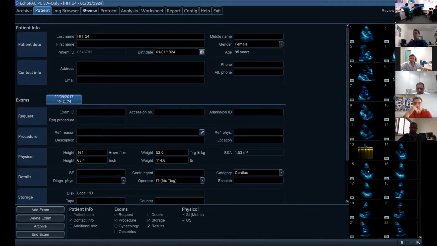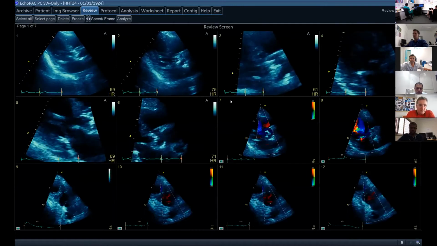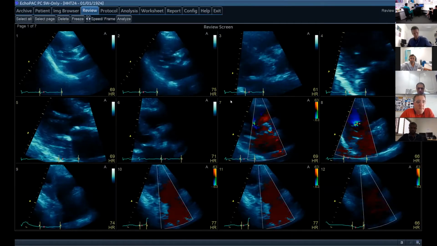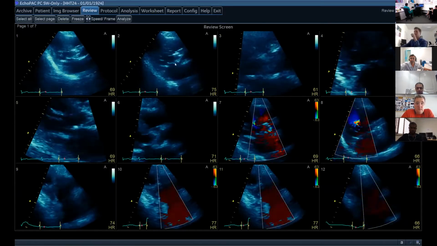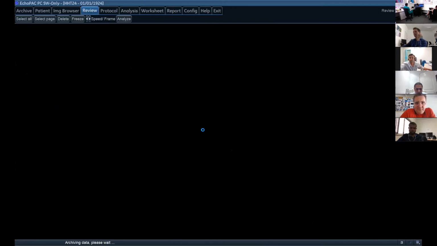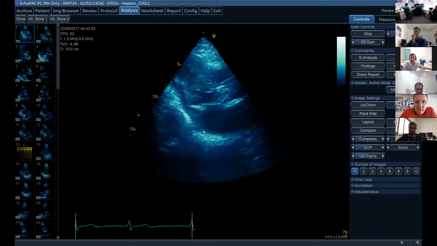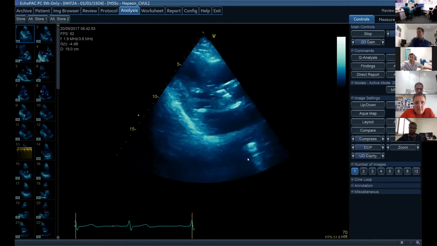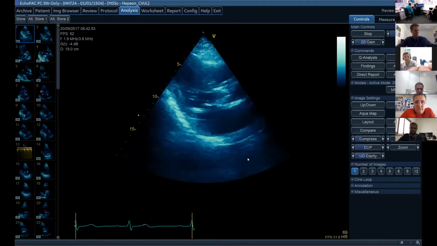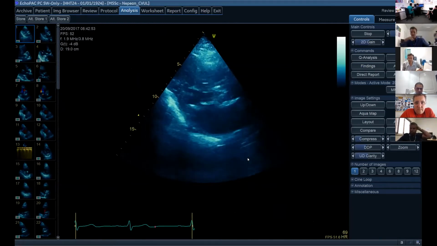So I'll try and do it with this one if it's the right one. All right. Where should we start off? Ravi, do you want to just look at these pictures and take me through some of your thoughts?